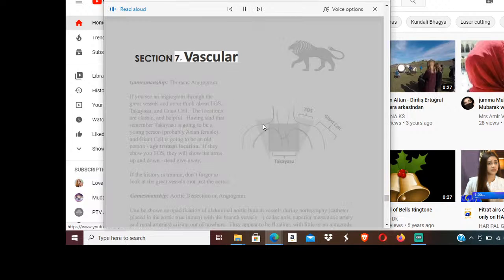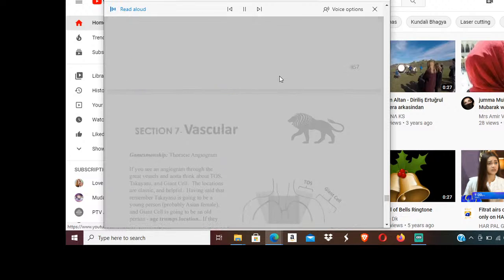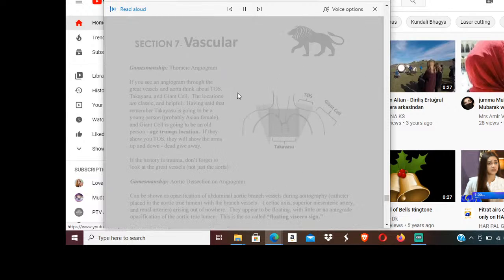Section 7 Vascular. Gamesmanship: thoracic angiogram. If you see an angiogram through the great vessels and aorta, think about TOS, Takayasu, and giant cell. The locations are classic and helpful. Having said that, remember Takayasu is going to be a young person, probably Asian female, and giant cell is going to be an old person. Age trumps location.